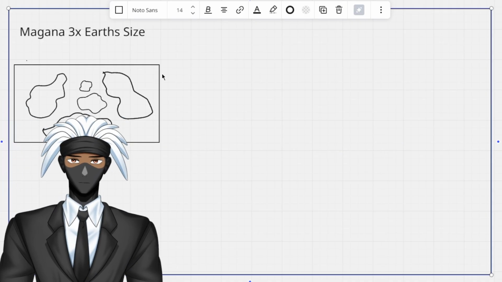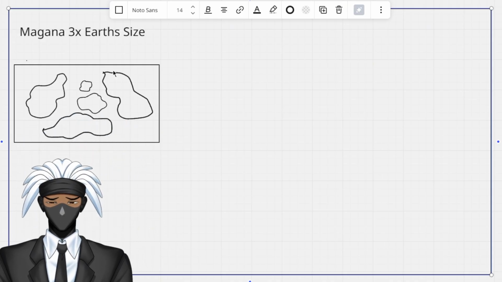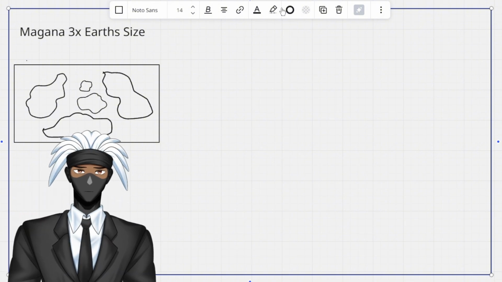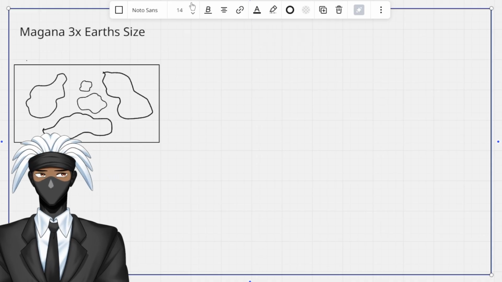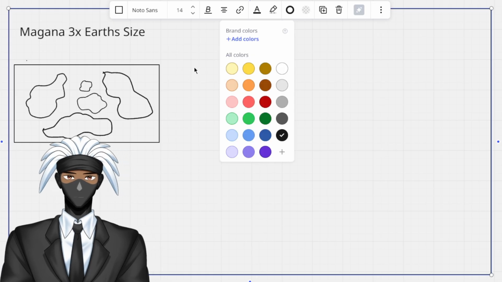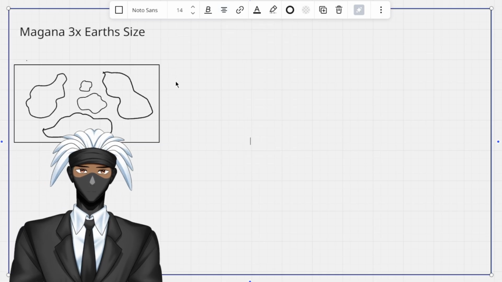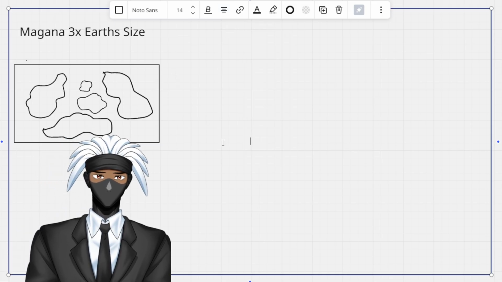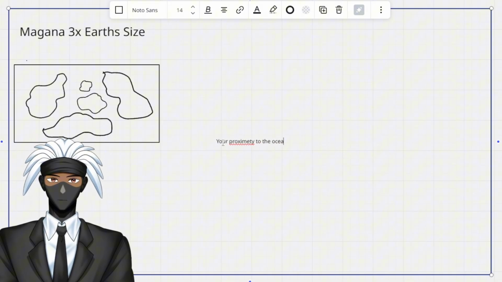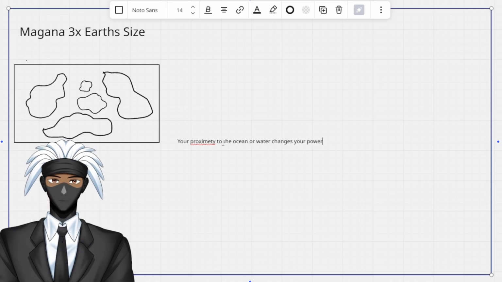But I want some system where this ocean has a strong connection to the power of the users on the planet. Let me think about how that could work. Okay, got it. So this is a relatively unadvanced world. Not to say that they don't have basic things, but I don't want it to be ultra advanced. They don't need nuclear bombs yet, right? That's where one of our main characters comes in. But let's say that your proximity to the ocean or water changes your power.